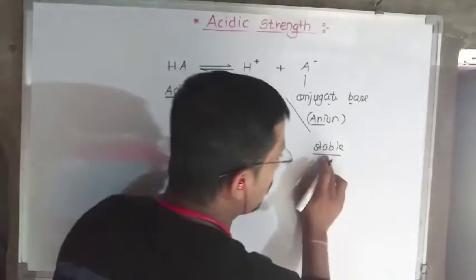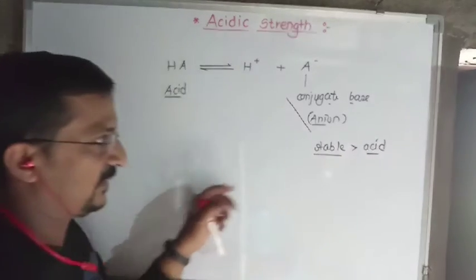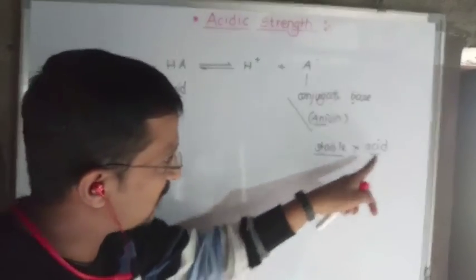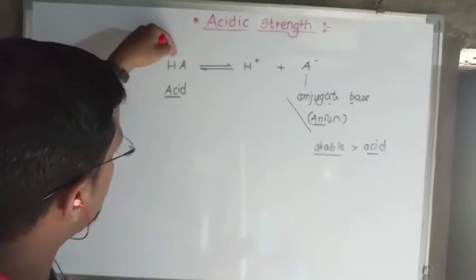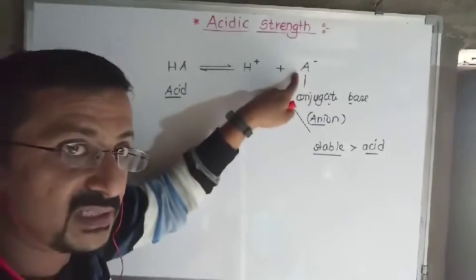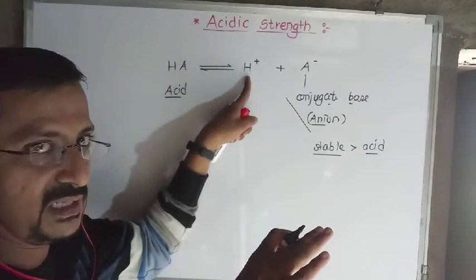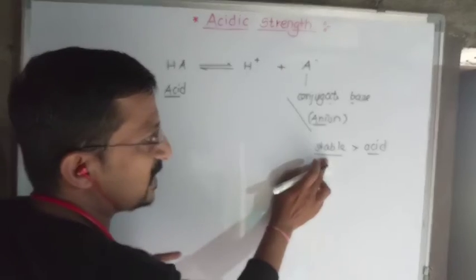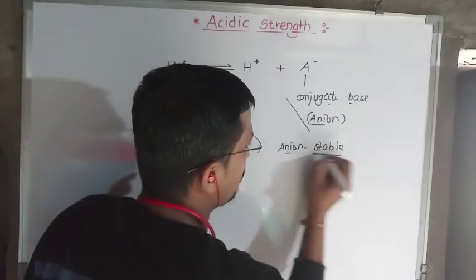Now, if the conjugate base or anion is more stable than the acid itself, then it is easily formed. As the acid dissociates to give H plus and A minus, and this A minus is more stable than the acid, then A minus is easily formed. The acid is eager to give H plus. So when the anion is more stable, it gives more H plus ions.